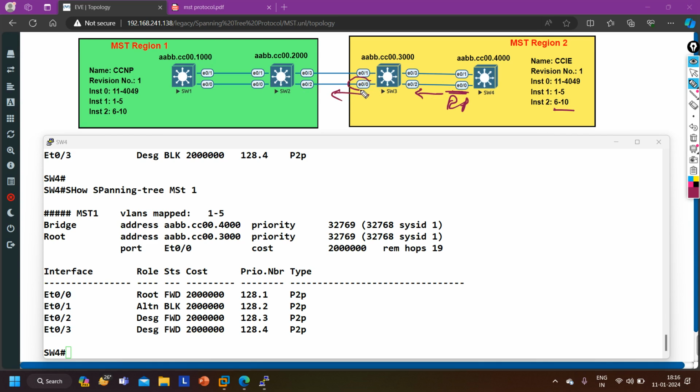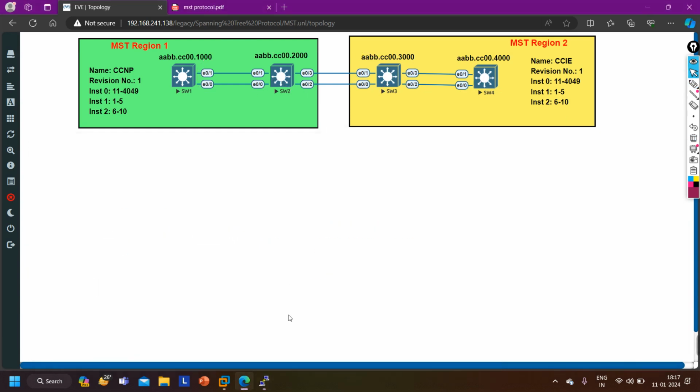So this port is RP, right? This port is RP, and this port is RP for all VLANs, right? For all VLANs, this port is RP. So here you can achieve load balancing, here you can achieve load balancing, but you cannot achieve load balancing over here. You can see one more thing on switch number 3.